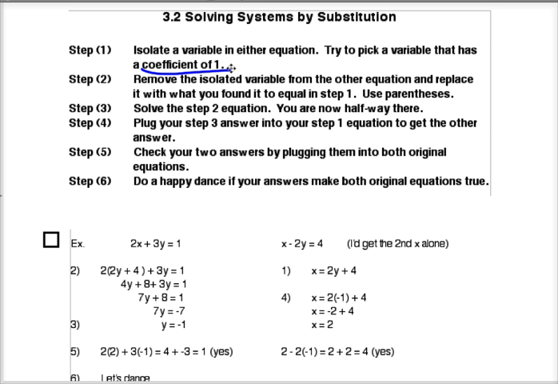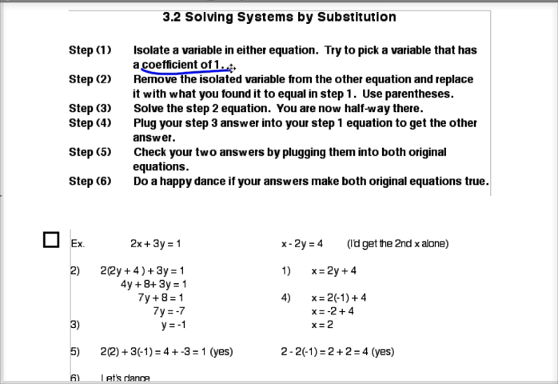So once we do that, you take that variable out of the other equation, then you put your equation that you came up with into the other equation. You substitute it in. Substitution means, put something in of equal value into the place of another.